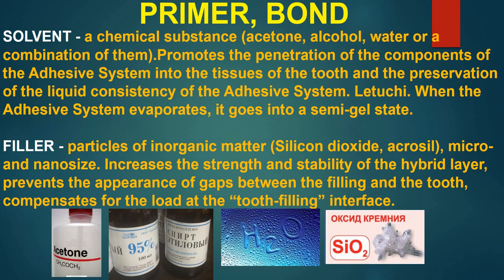Solvent. It is a chemical substance. It includes acetone, alcohol, water, or a combination of them. It promotes the penetration of the components of the adhesive system into the tissues of the tooth and the preservation of liquid consistency. The adhesive system is volatile. When the adhesive system evaporates, it goes into a semi-gel state.